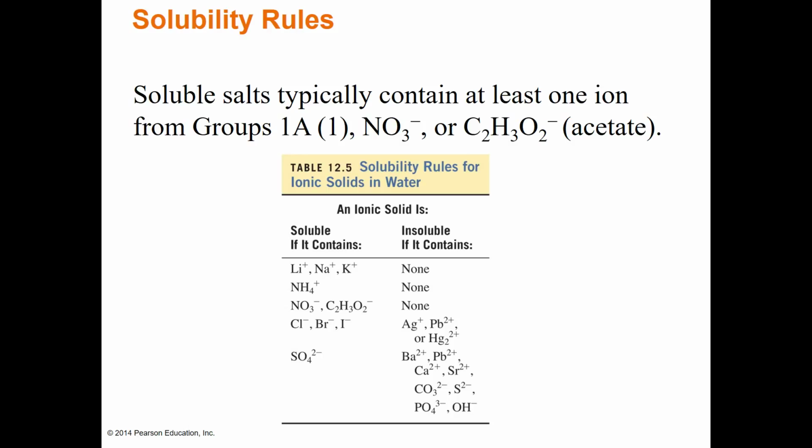If it contains ammonium, it's soluble. Nitrate, acetate, chloride, bromide, and iodide are soluble, except for silver, lead, and mercury. Sulfates are mostly soluble except for barium, lead, calcium, strontium. Carbonates are insoluble. Sulfides, phosphates, and hydroxides are insoluble. The chart that I gave you is a lot more detailed, so you would prefer to use that chart.